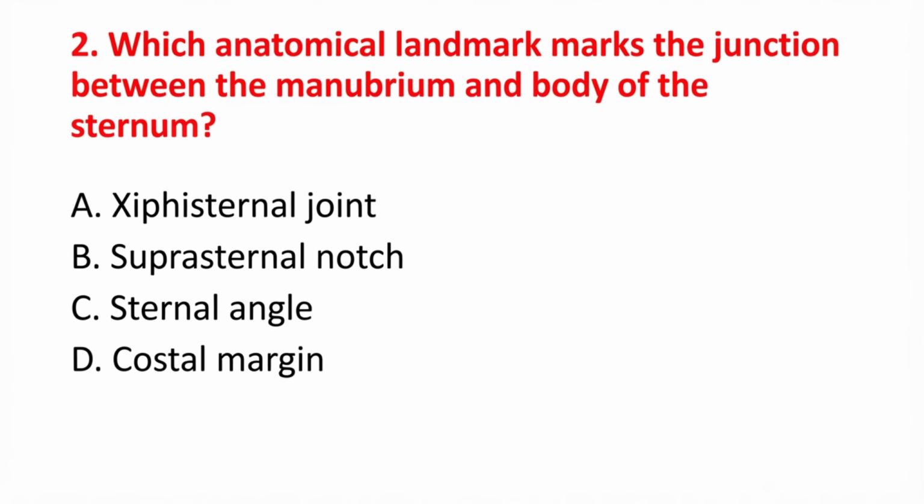Question 2 reads, which anatomical landmark marks the junction between the manubrium and the body of the sternum? A. Xiphisternal joint. B. Suprasternal notch. C. Sternal angle. D. Costal margin. You have 5 seconds.